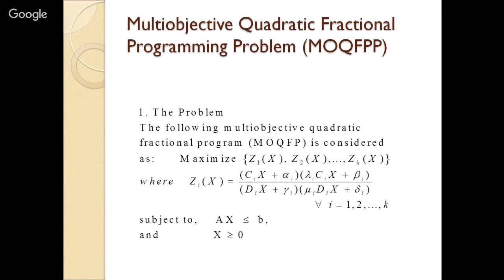This quadratic function can be written as the product of two linear functions. For example, in this case, x1 square plus 2x1x2 plus x2 square can be written as (x1 plus x2) multiplied by (x1 plus x2). So this is a linear function multiplied by another linear function with different coefficients, lambda i, ci; only the coefficients will change. So this is the quadratic form.